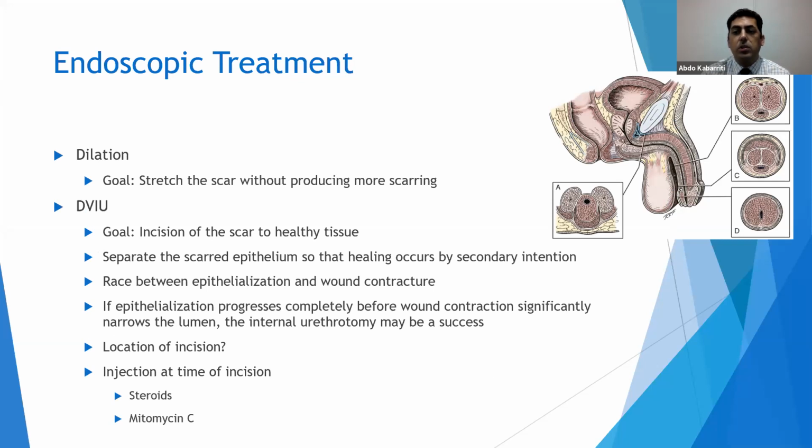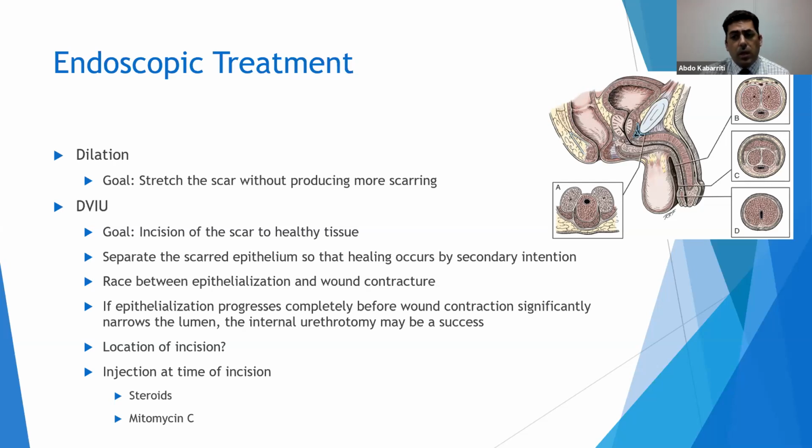And the idea is to separate the scarred epithelium so that the healing occurs by secondary intention. At that point, you're creating a race between the epithelialization and the wound contracture. If the epithelialization happens completely before the wound contracture, then that is a success. If the wound contracture happens first and the lumen has already narrowed, then the DVIU has failed.